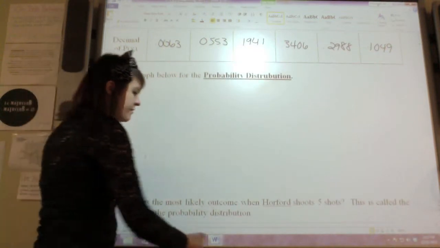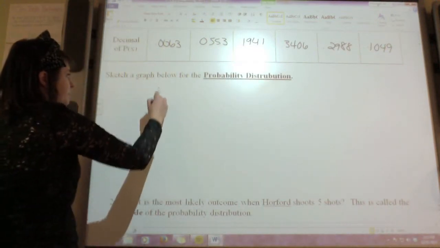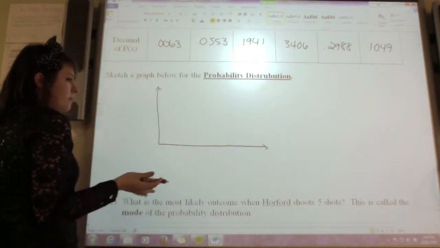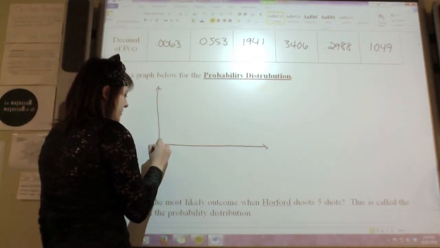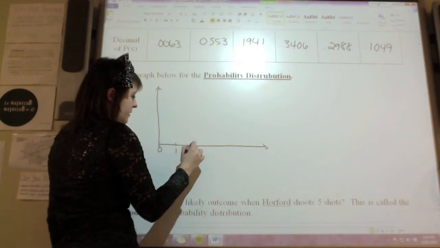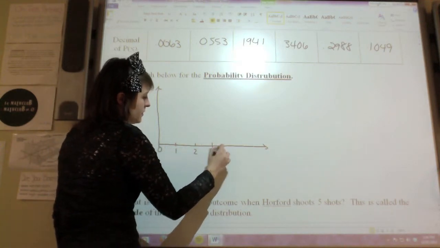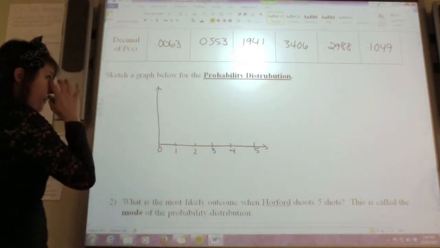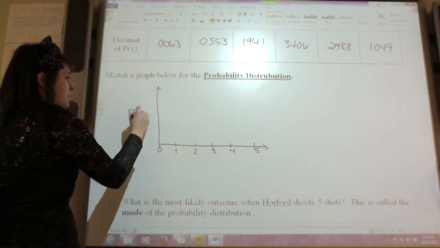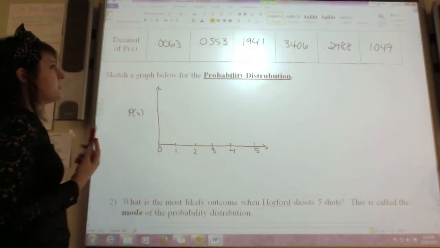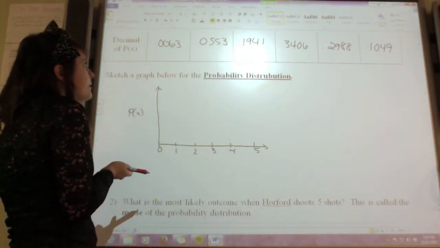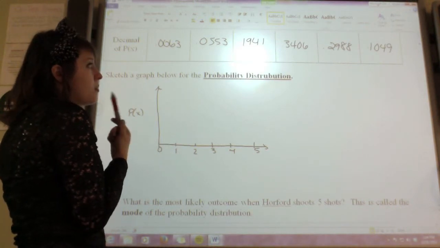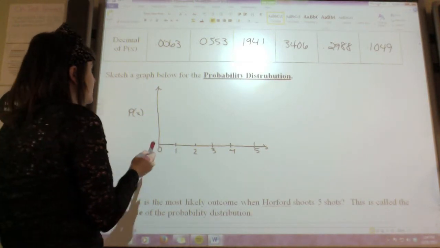Now I want to sketch a graph for the probability distribution. Well, my x values, those are my random variables, so I'm going to start with 0, 1, 2, 3, 4, 5, because I had 5 shots made. On my y-axis, I'm going to use my p of x values, and they went from about 0 to, looks like my highest one was 0.34, so I'll just go up to 0.4.